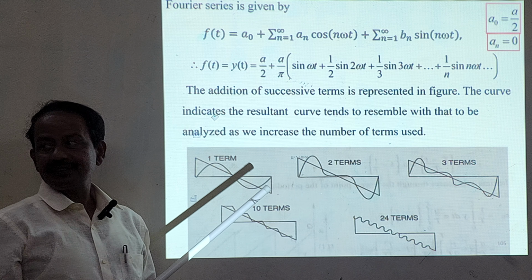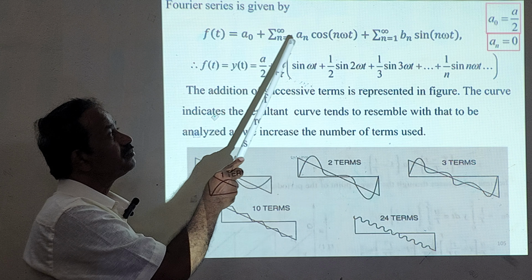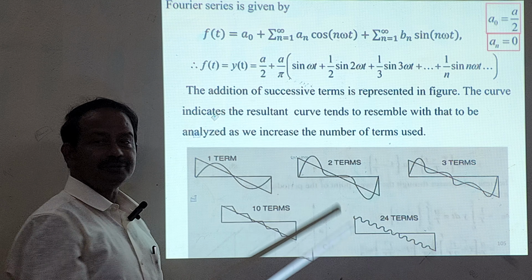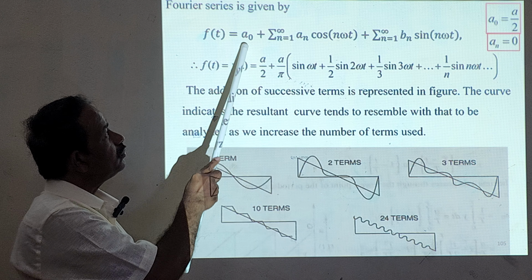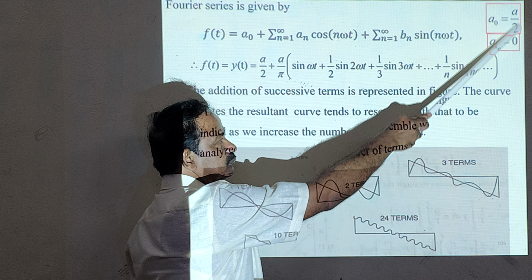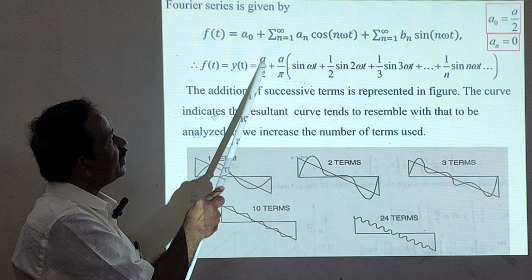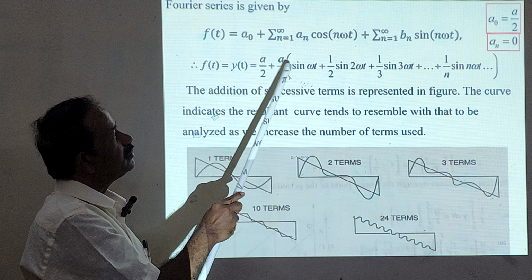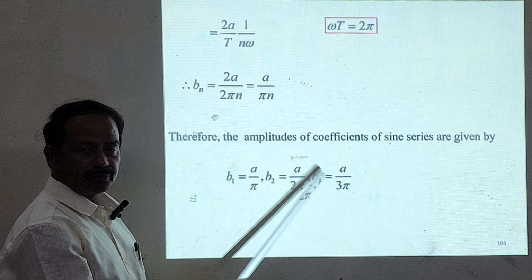So your Fourier series becomes f of t equals your constant term, your cosine term, and your sine term. We know already the cosine term becomes 0, so we don't bother about this. And a0 is nothing but a by 2, which we have already calculated. Your an equals 0, so the second term will disappear. And the third term, we have already calculated b1, b2, b3.